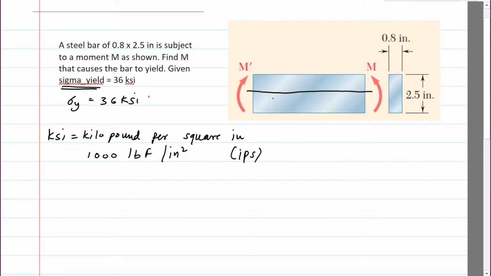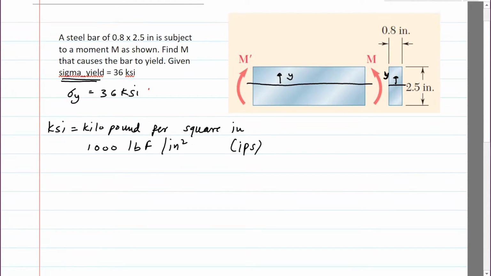So what's going on here is this beam is loaded by moment M, and here this is the y direction. A steel bar of dimensions 0.8 times 2.5 is subject to a moment M as shown. Find M that causes the bar to yield, given that sigma yield is 36 KSI. Again, we need to figure out the relation between M and sigma y in order to solve for M, and that's something we wrote down earlier: M divided by I equals sigma divided by y. I ignored the E divided by R because we don't need it in this problem.